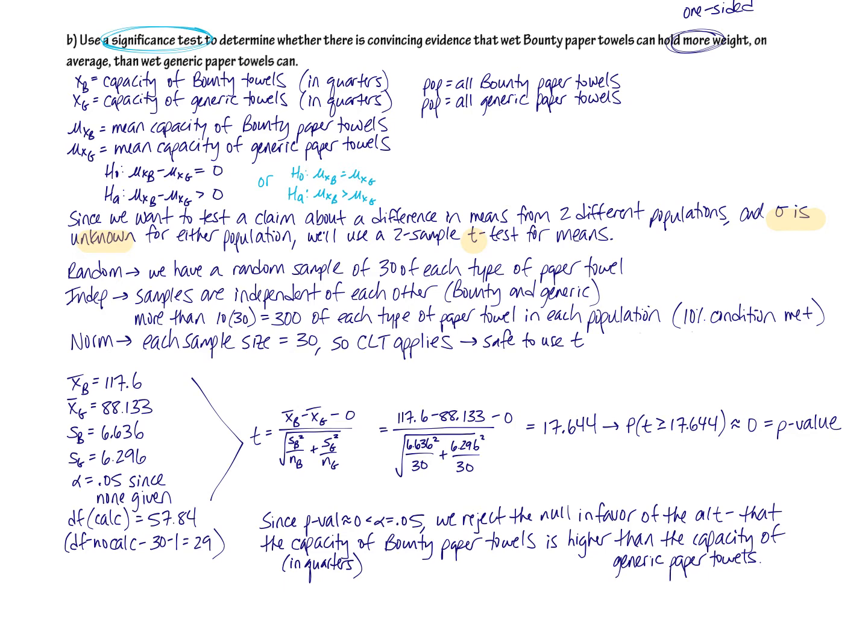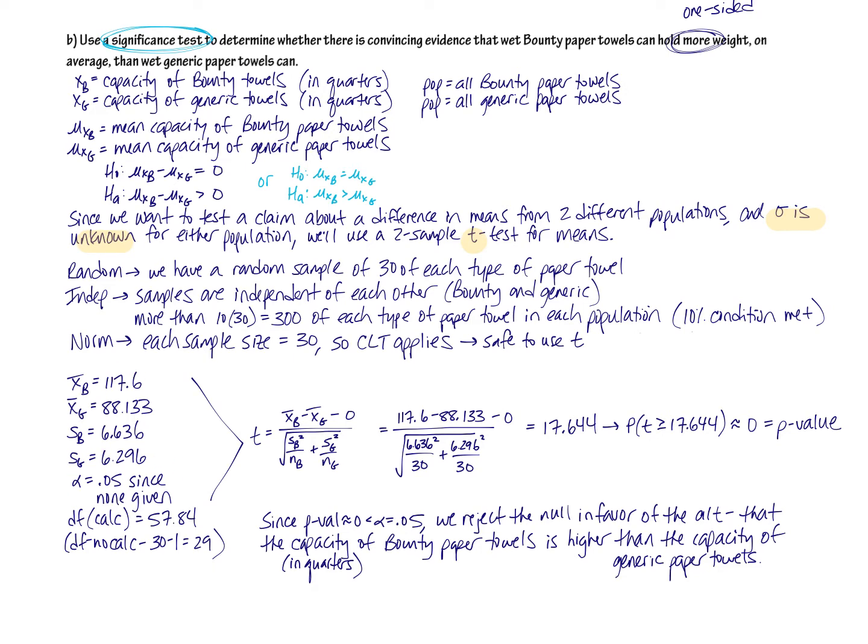Anyways. So you've got the data typed into your calculator, and here are all the statistics. You can do 2-variable statistics to have it do list 1 and list 2 all at once. Just keep in mind you probably put the Bounty into list 1, so this is technically your X bar 1 in the calculator, and then you probably put the generic into list 2. So just make sure that you're using the right numbers in the right spot.